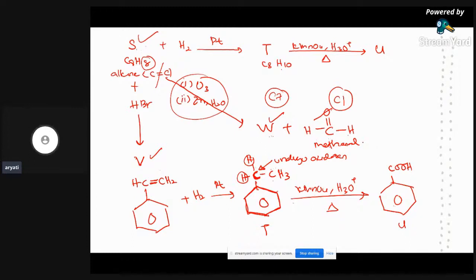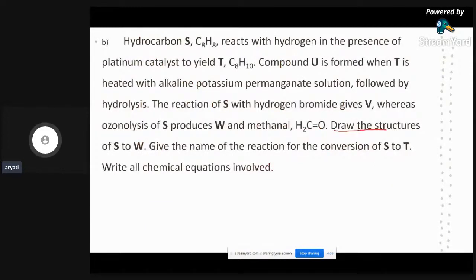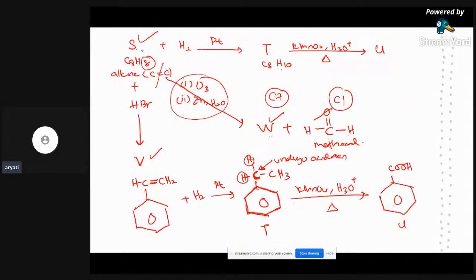So kemudian bila dah dapat S, mudahlah. So kita tahu alkene react dengan HBr, jadi V, alkene react dengan hydrogen platinum jadi T. T ialah alkyl benzene undergo oxidation. Carbon yang terikat dengan benzyl ni ada at least one hydrogen, so dalam kes ni ada 2, so dia boleh undergo oxidation. Okay, so the next question is, draw all the structure of S to W is done. Give the name of reaction for the conversion S to T. S to T. Okay, S kepada T.